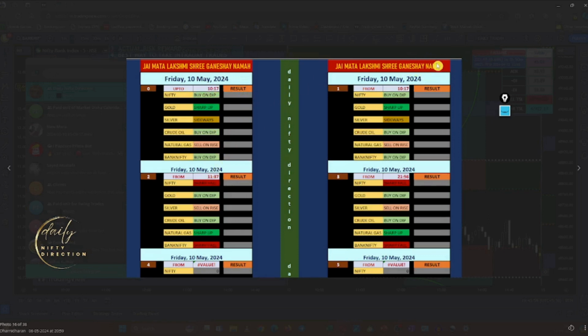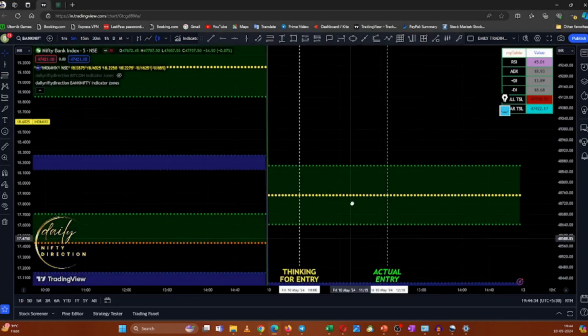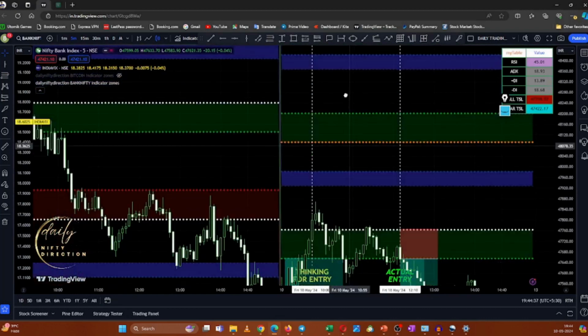So let us check whether the provided direction works or not. Is it a genuine direction or is it just a scam? Let us see that. So here, buy on dip and then sell, meaning first bullish, then selling. The major part of the day is expected to be selling. Now let us see what happens.